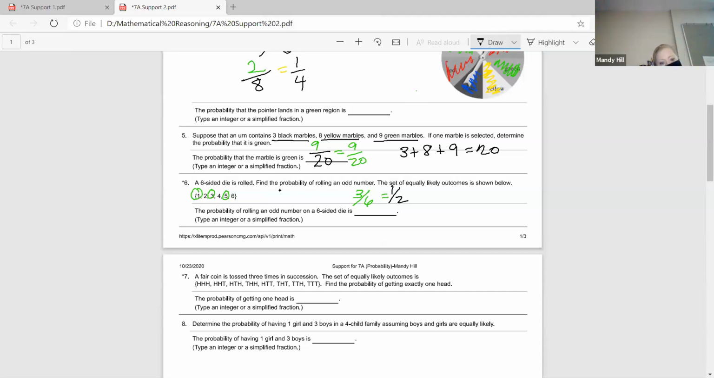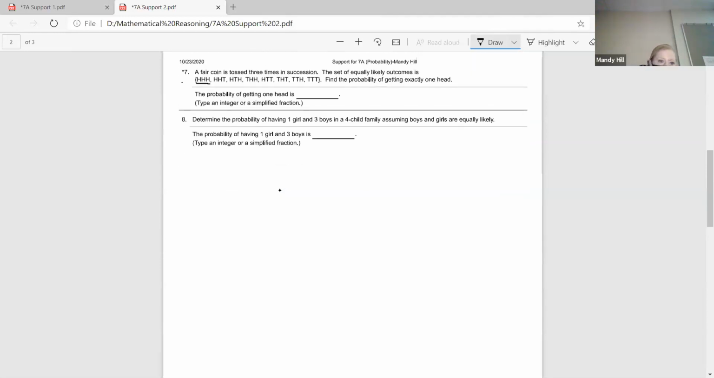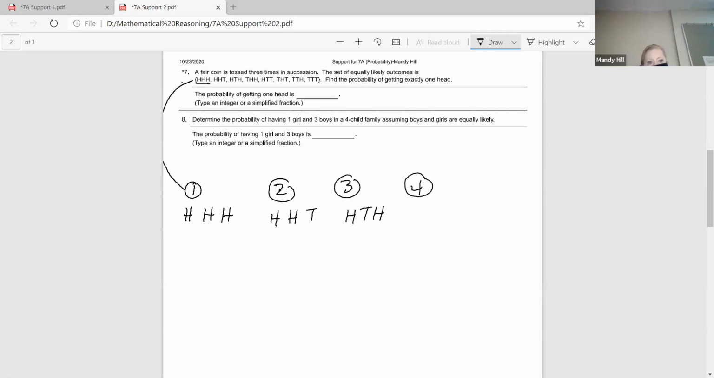A fair coin is tossed 3 times in succession. So they're kind of giving you every possibility that you have right here. So the first time you could toss, I'm going to scoot down and explain this a little bit better. The first time that we toss the 3 coins, we could get a heads on the first coin, a heads on the second coin, and a heads on the third coin. The second time that we toss them, it's possible to get heads on the first 2, tails on the last. The third time I could get a heads, tails, heads. So they've just gone through and basically listed every single possibility.